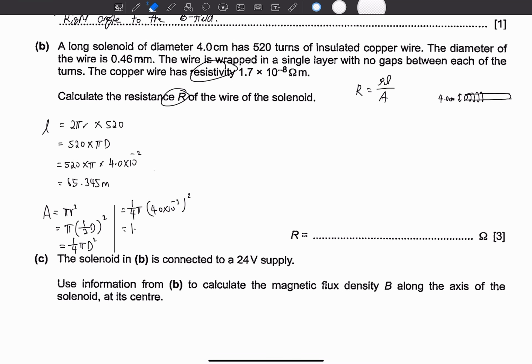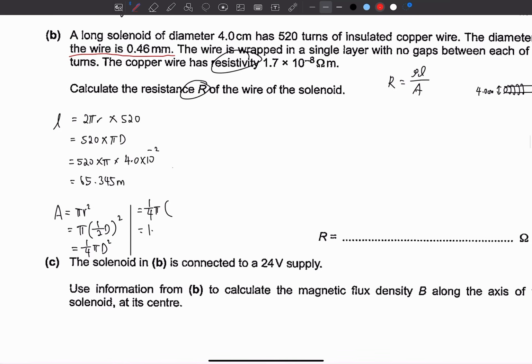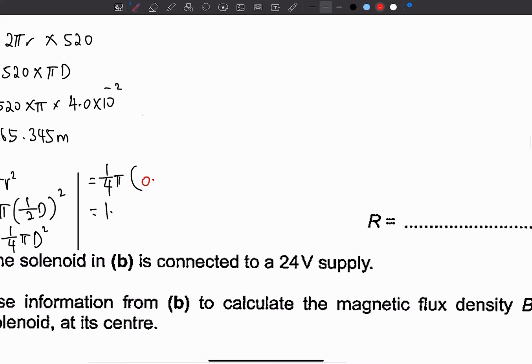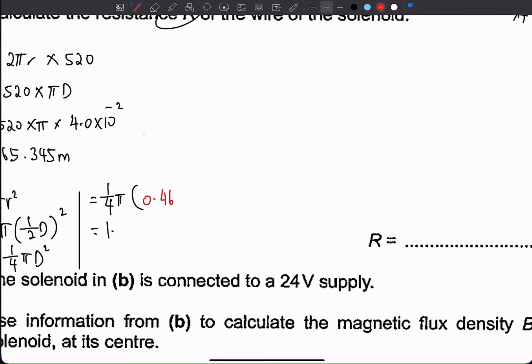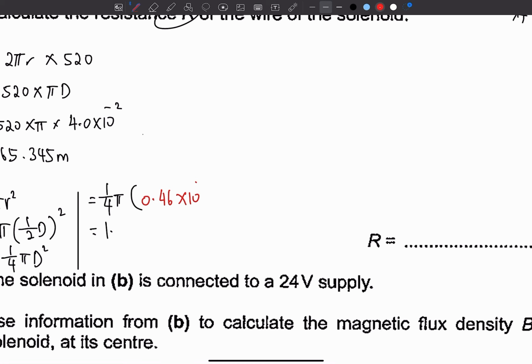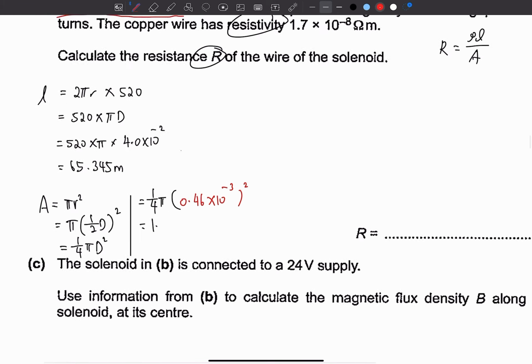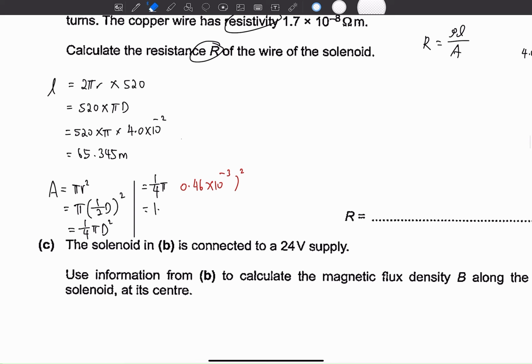It appears I've made an error. The diameter that I'm supposed to use is of the wire itself, not the solenoid. So it will be 0.46 times 10 to the power of minus 3 squared. Okay, that looks better.